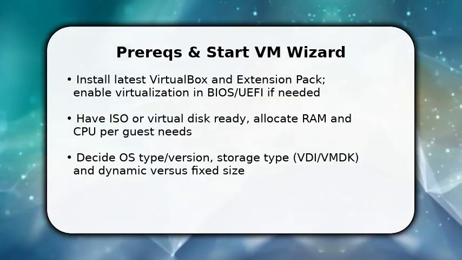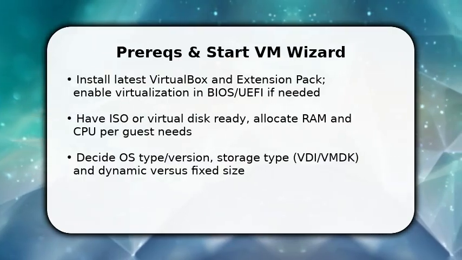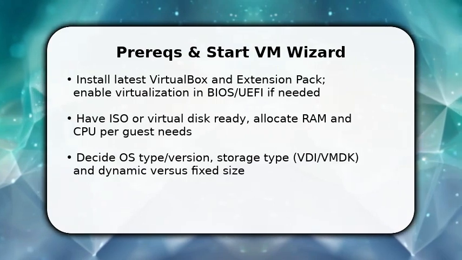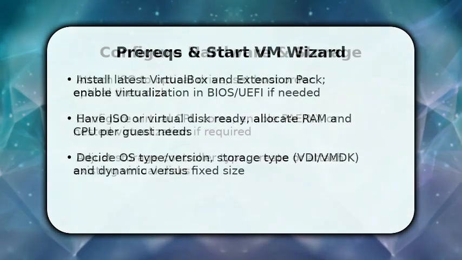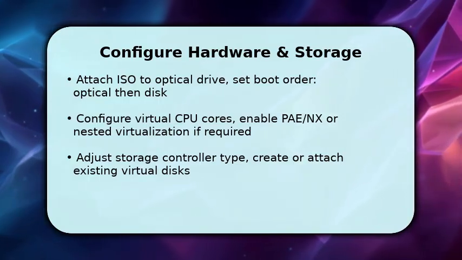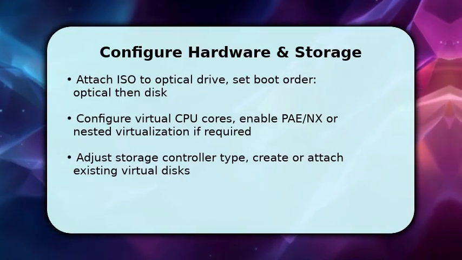Pick VDI for general use or VMDK for interoperability, then choose dynamic or fixed storage. Make sure your ISO is accessible so you can attach it in the next step. Now go into Settings for the VM and open System and Storage tabs. In System, set the boot order and fine-tune chipset and acceleration options.